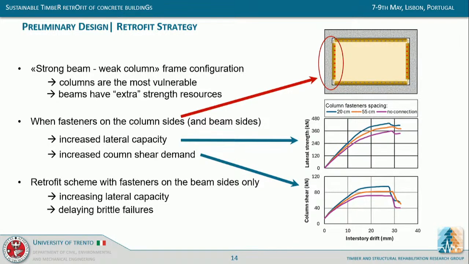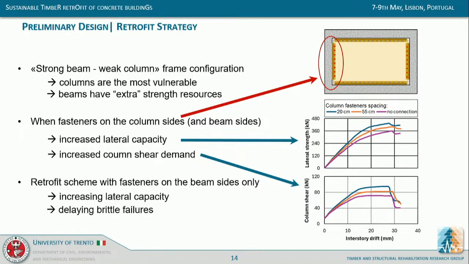So previous research that we did, some parametric studies, revealed something that is expected, actually: if we connect our CLT panels on the beams and also on the columns, then applying the fastener on the columns increases the overall lateral capacity. As you can see here, the higher curve is the one with the closest fasteners on the columns, but in turn, of course, you have an increased shear demand on the column, which might be counterproductive if the columns are the most vulnerable.